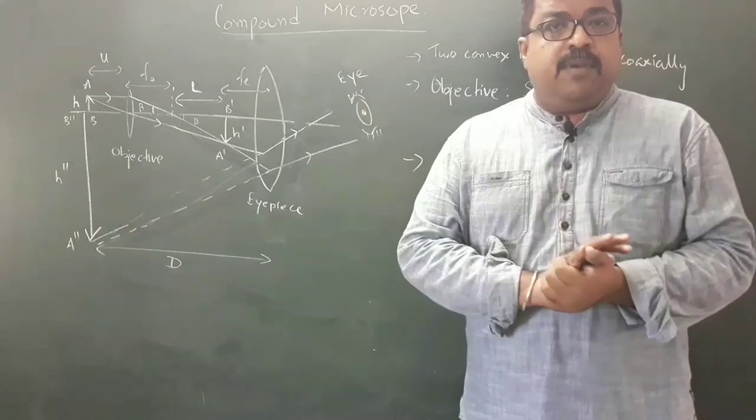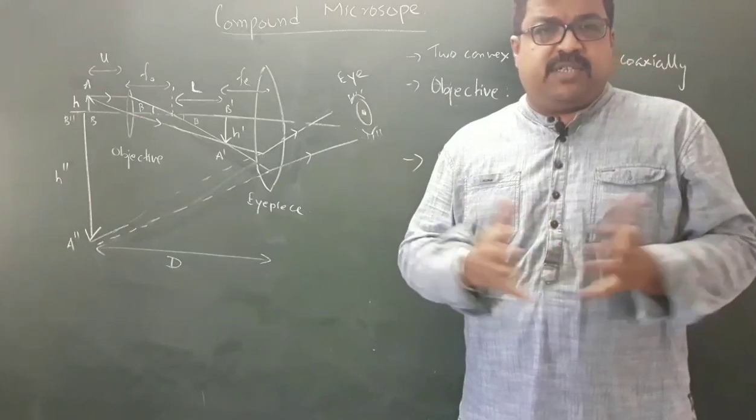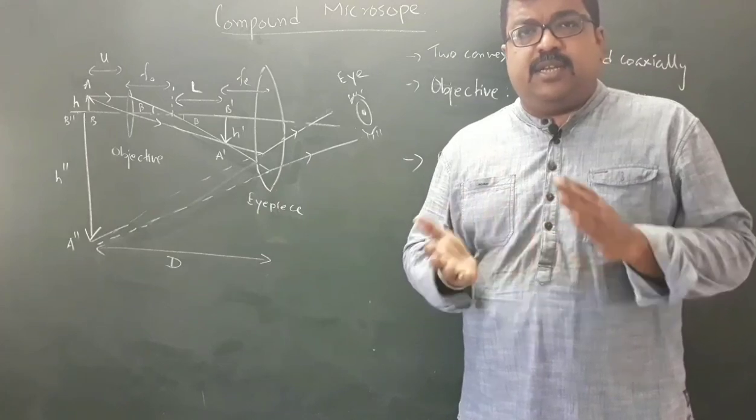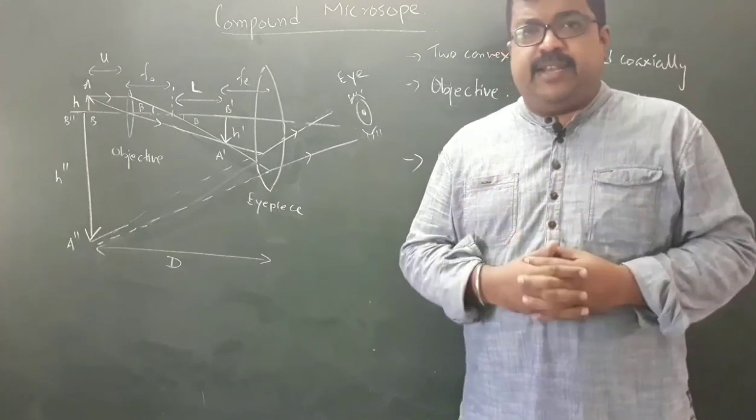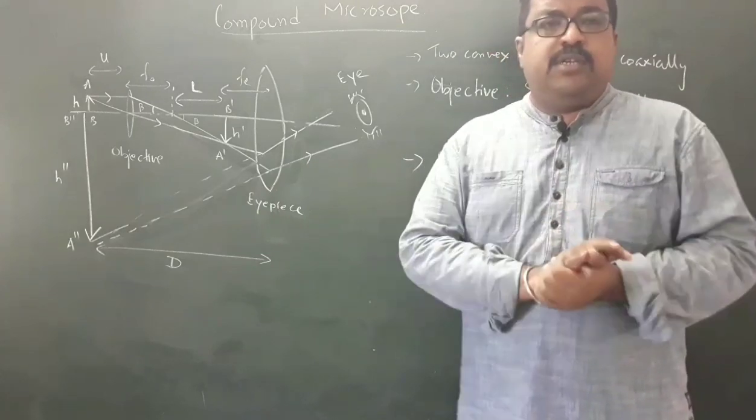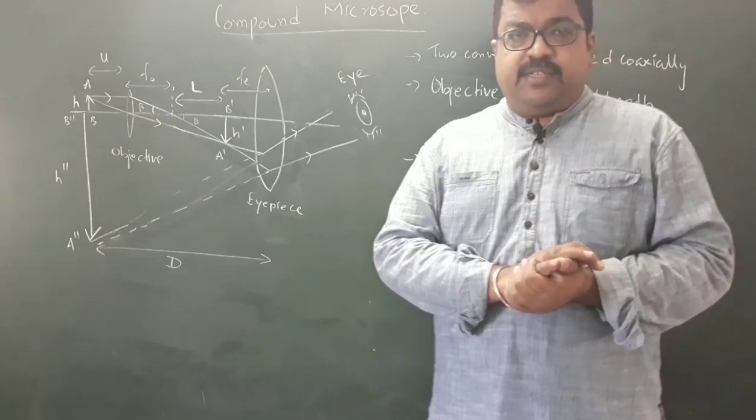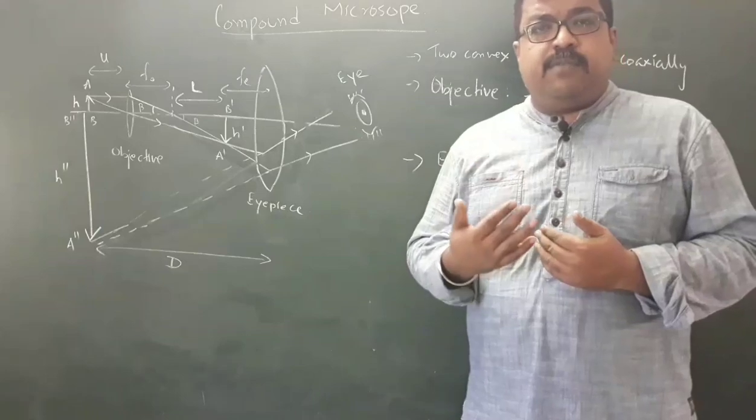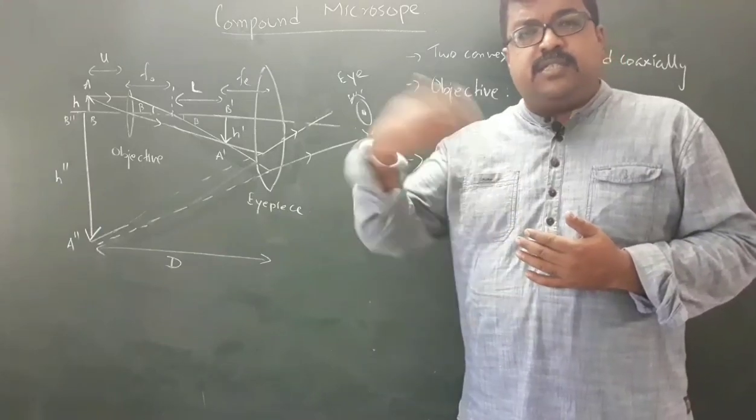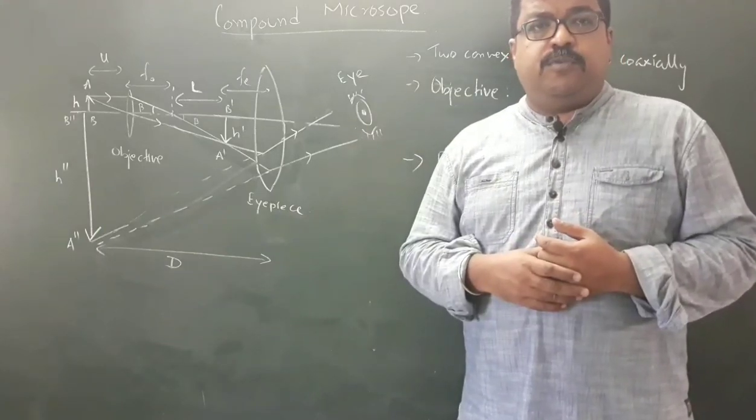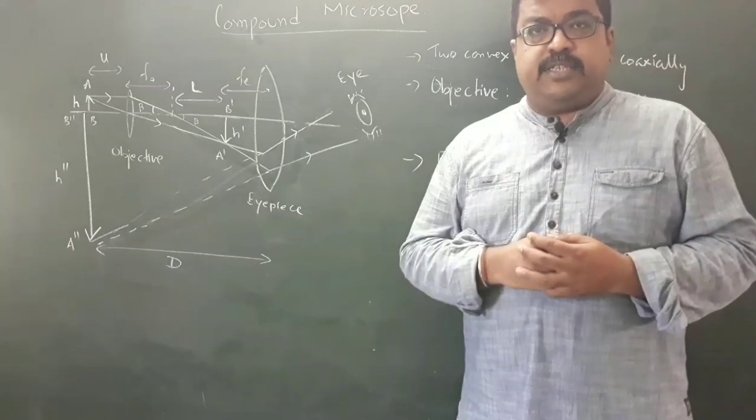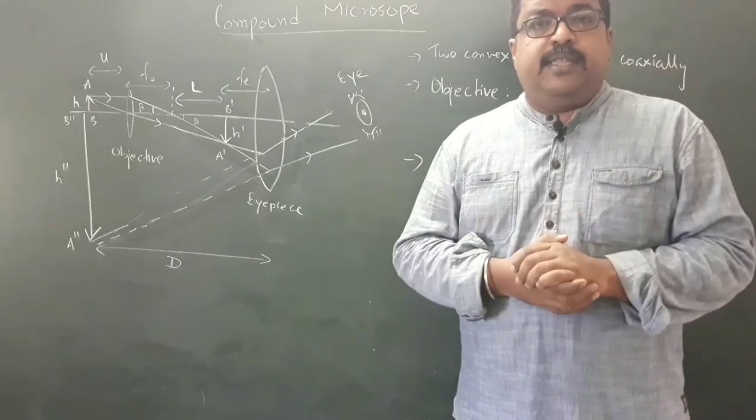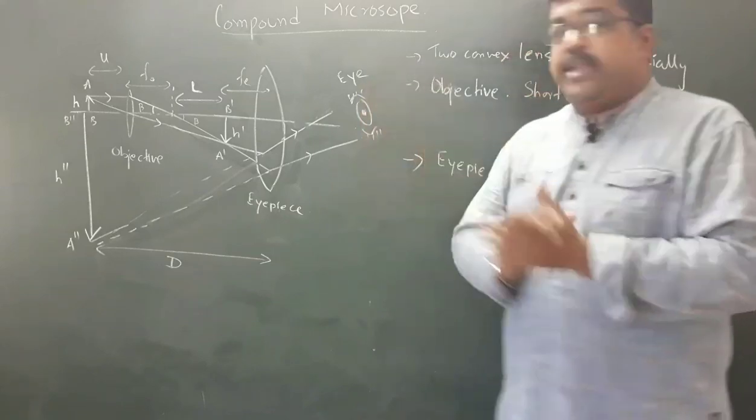Now in the simple microscope, the magnification is not much. We are using a single lens, a single convex lens, and the magnification is less than 9. That is the usual magnifying lens. Now suppose you want a magnification much greater than that, or you want to observe much smaller objects, then the simple microscope is of no use. Then we need to use a compound microscope.